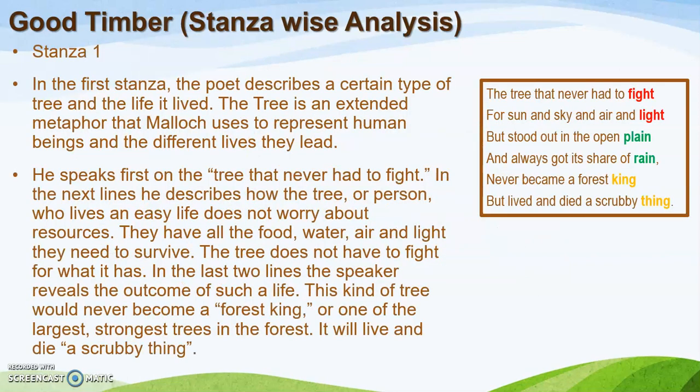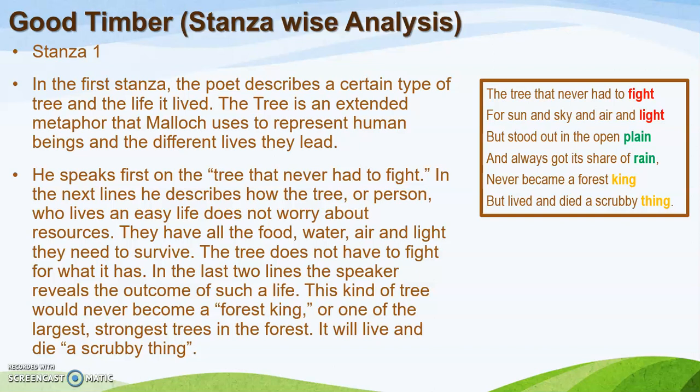So now, if you have listened to the previous video that I shared, you must be familiar with how the poem sounds, but now we are going to analyze it stanza-wise. So the first stanza is: the tree that never had to fight for sun and sky and air and light, but stood out in the open plain and always got its share of rain, never became a forest king, but lived and died a scrubby thing.